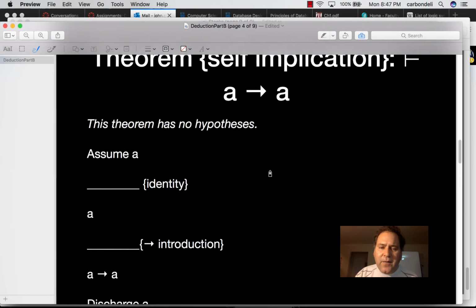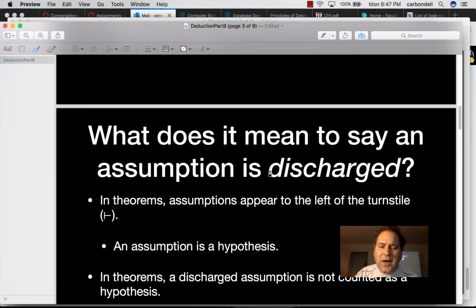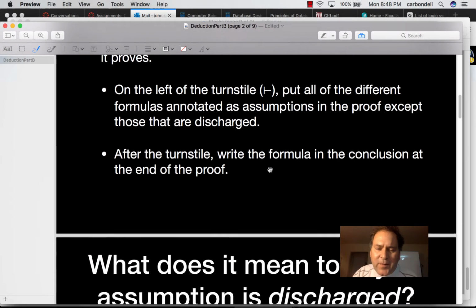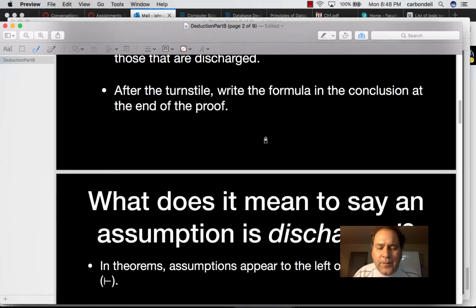And you can see that here as we look ahead a bit, what ends up on the left of the turnstile, which again is this T-square looking symbol pointing to the right, we have our hypothesis, and at the right of the turnstile we have our conclusions. And typically what occurs after the turnstile is the formula that we sought to prove.